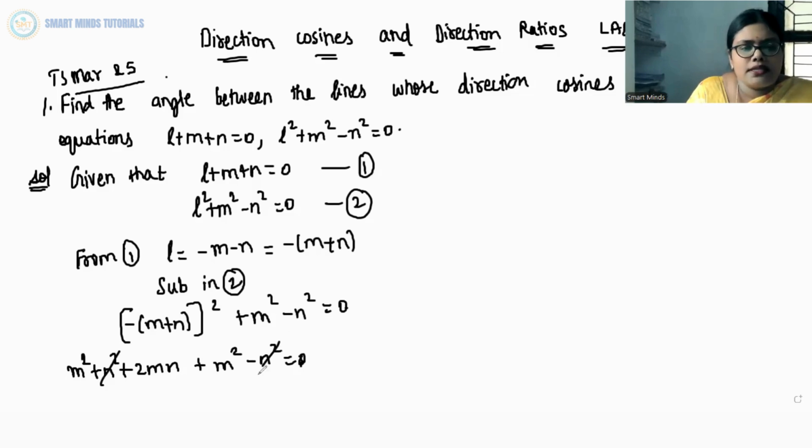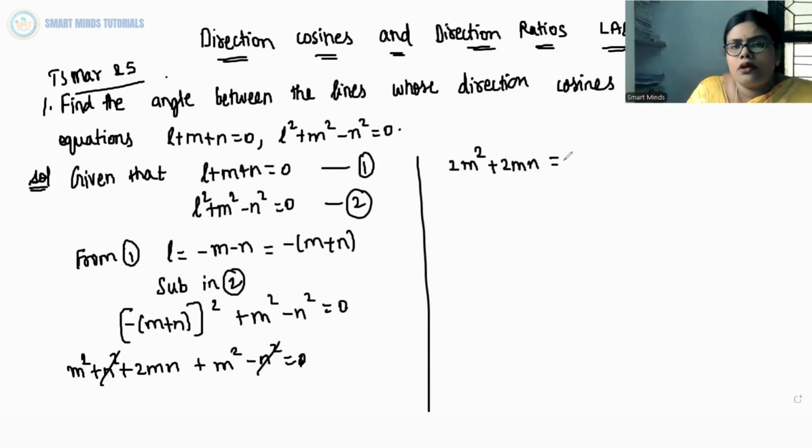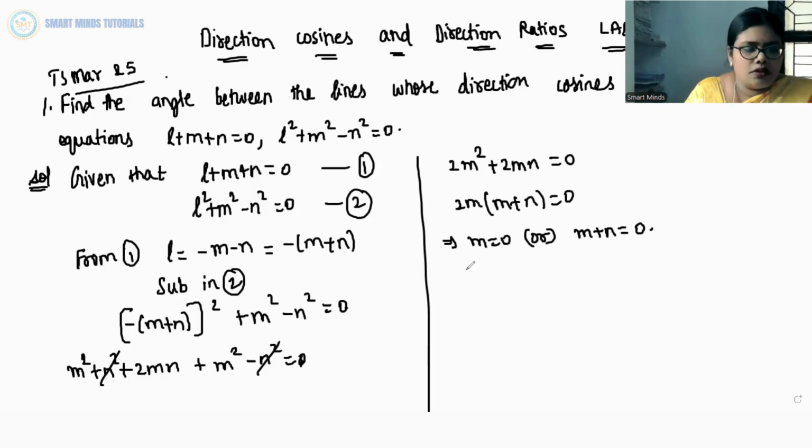n² − n² gets cancelled. So you get 2m² + 2mn = 0. If I take 2m common, we get m + n. So 2 cannot be equal to 0, which implies m = 0 or m + n = 0. Understood? So let us say m = 0 is equation number 3. m + n = 0 is equation number 4.